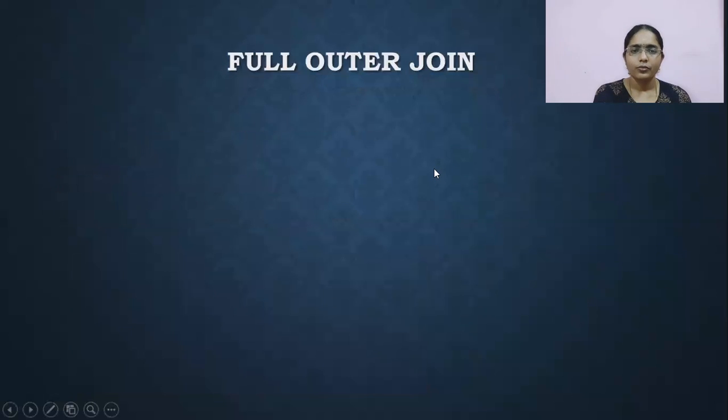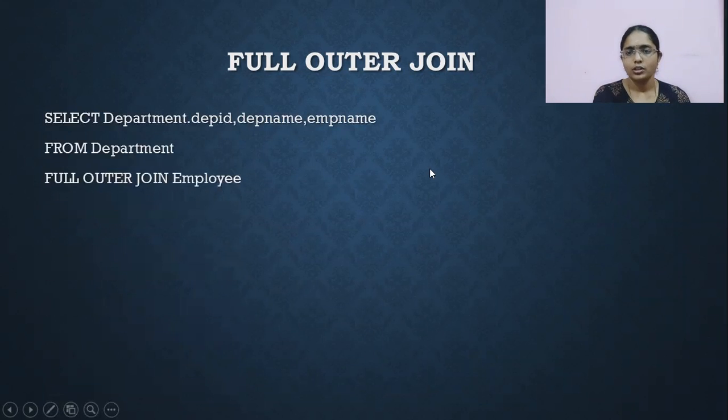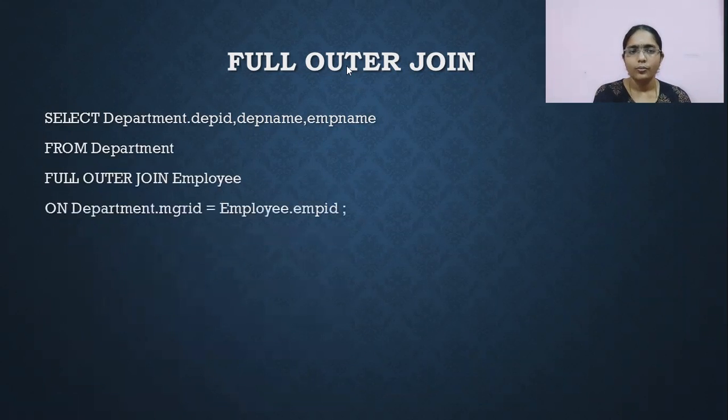And next is full outer join. You'll see the syntax of it. In case of full outer join, look here: select department ID, department name, employee name, the same attributes guys. We are not going to modify any value. Select department ID, department name, employee name from department full outer join employee on department manager ID equals employee manager ID.